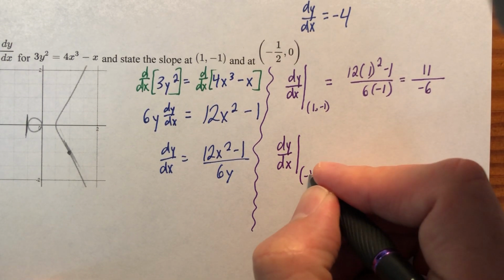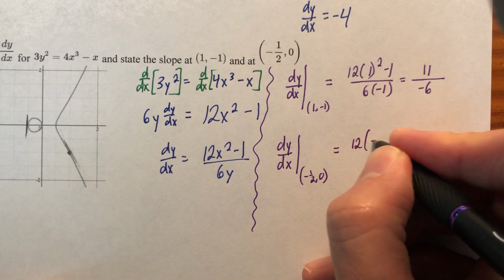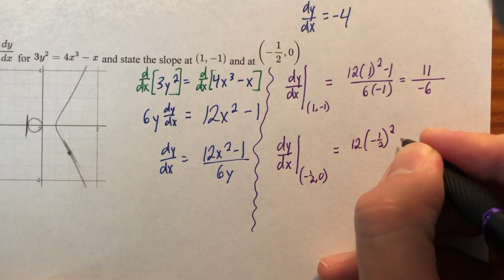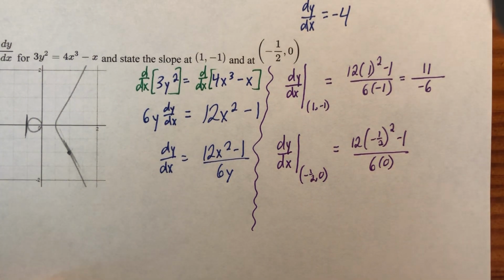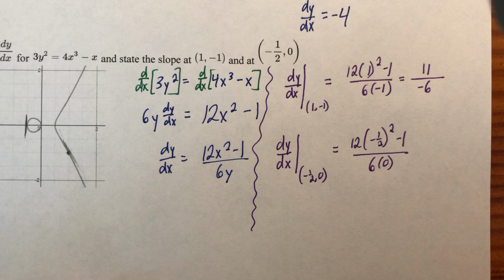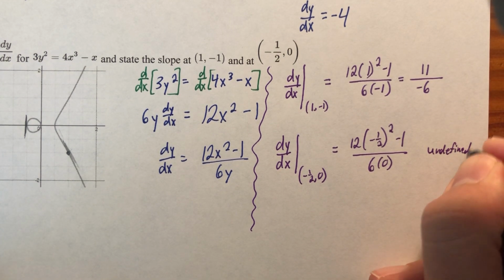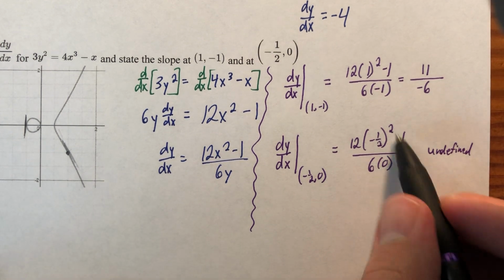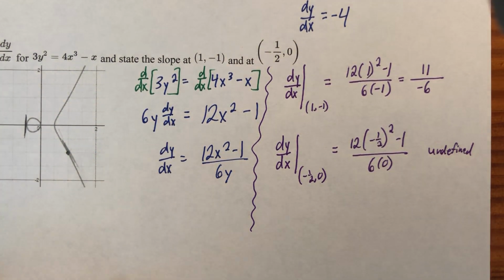Okay, now let's figure out the value of the derivative at negative 1/2, comma 0. You can see where this one's going. We're going to have 12 times negative 1/2 squared minus 1, all divided by 6 times 0, and we'll just stop right there. Okay, undefined. Because we're dividing by 0, the numerator is not 0, but the denominator is, therefore our slope is undefined. We have a vertical slope.